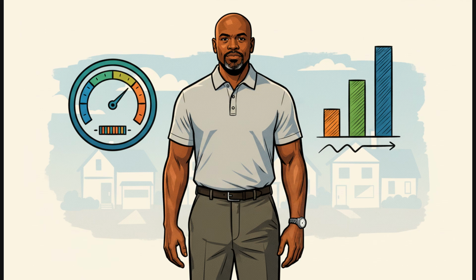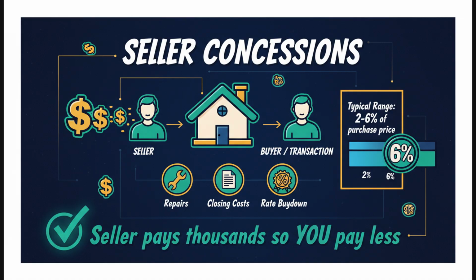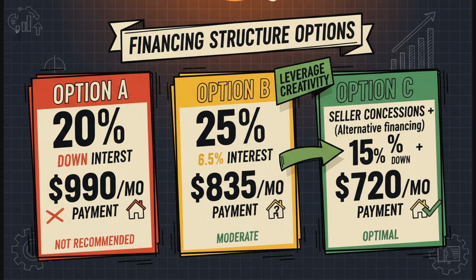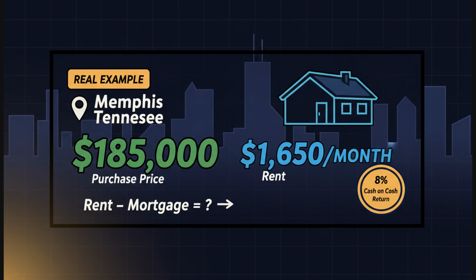If this number is negative, you can often fix it by adjusting one variable, the purchase price. Negotiate harder. Ask for seller concessions. Find a different financing structure. But you need this number to be at least in the ballpark before you move forward. Let me give you a real example.